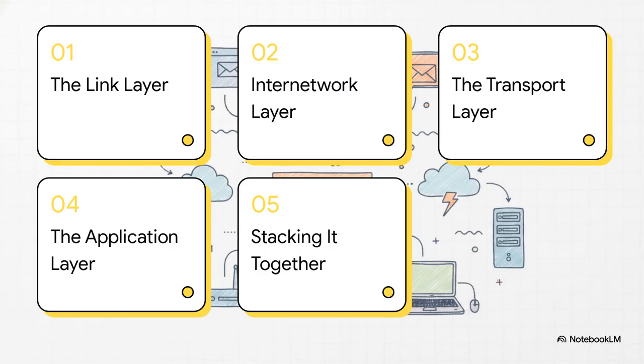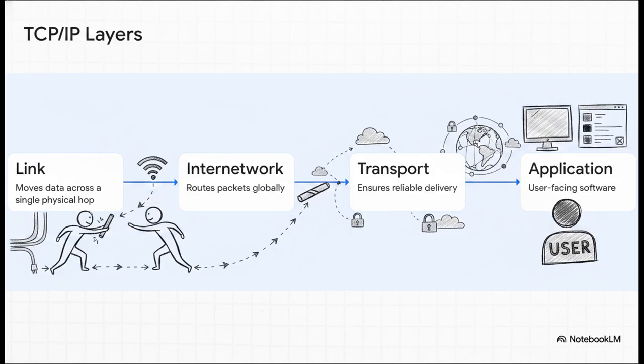Here is our roadmap for today. We're looking at Layer 1, the link layer, Layer 2, the Internetwork Layer, Layer 3, the transport layer, Layer 4, the application layer, and finally, stacking it all together. So we're going to trace the exact path your data travels as it moves through this TCP/IP stack. It's essentially an incredibly fast relay race of information, starting right at the physical hardware level and seamlessly passing the baton all the way up to your user-facing software.